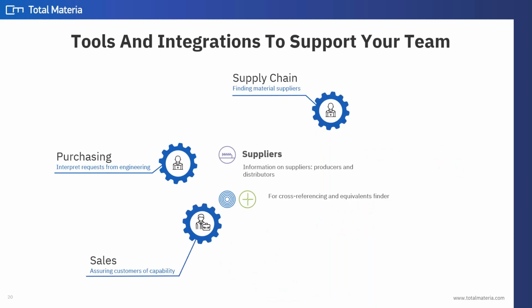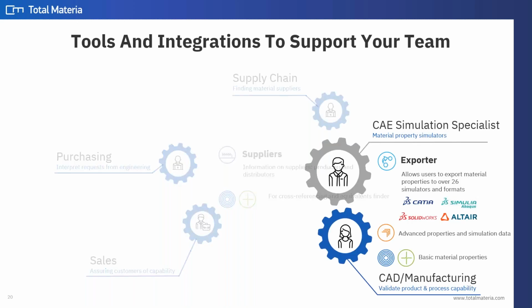Supply chain, purchasing and sales, especially if they're working in engineering firms, they need to perhaps buy these materials, and it's really great for them to quickly find the material information that they're looking for, or finding different equivalences based on cross-referencing. And one thing I forgot to touch on, we also have suppliers information, so you could quickly see which suppliers produce specific material designations.